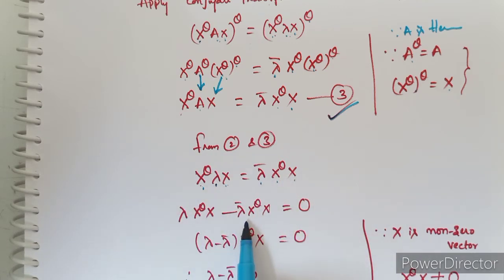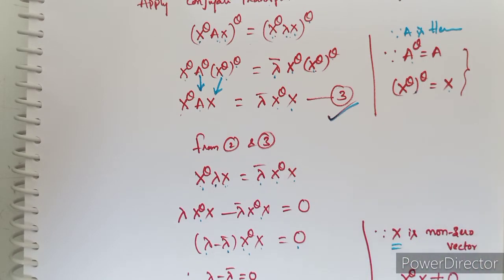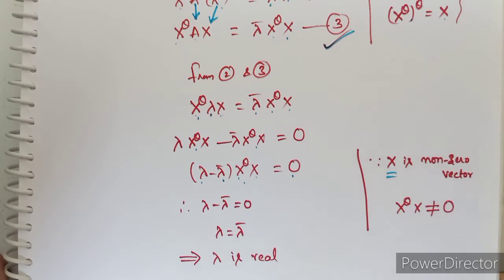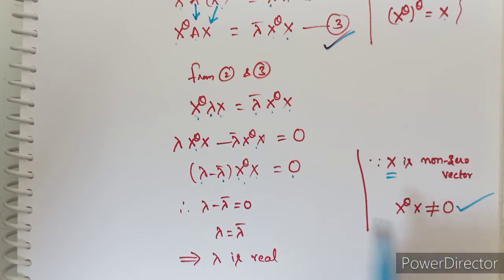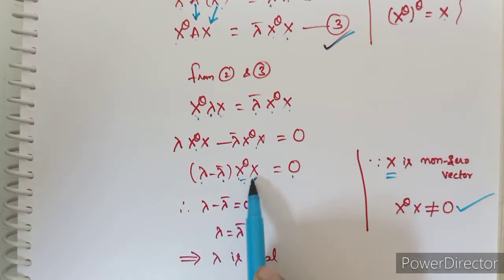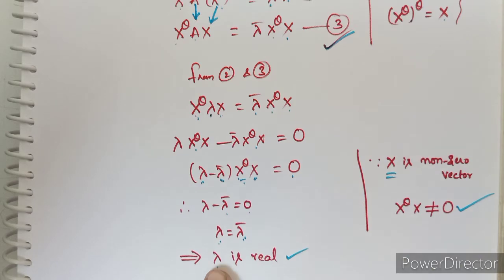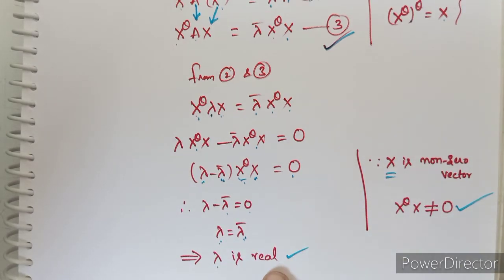We bring this term to the left side. So, taking x power theta into X common, (lambda minus lambda bar) into x power theta into X is equal to null matrix. Since X is a non-zero vector, x power theta into X is not equal to null matrix. This is a non-null matrix. So therefore, lambda minus lambda bar must be 0. Therefore, lambda equal to lambda bar. Since this scalar is equal to its own conjugate, that number is a real number. So, characteristic roots of Hermitian matrix are always real.